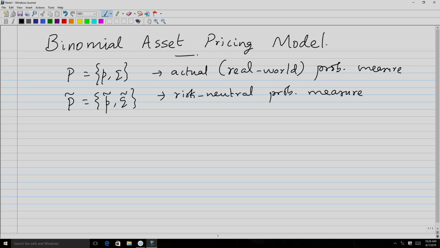That was helpful to us in expressing the results, which are basically the prices of various derivatives in this binomial asset pricing model. Now the question is: what is the relationship between these two? Is there any relationship? How do we move from one to the other? That is, we are asking what is the relationship between these two probability measures.